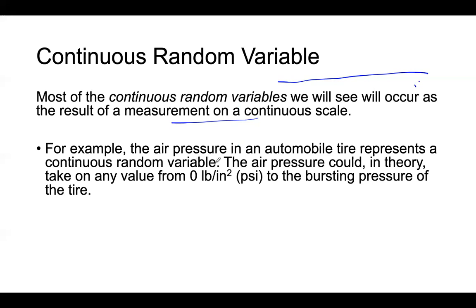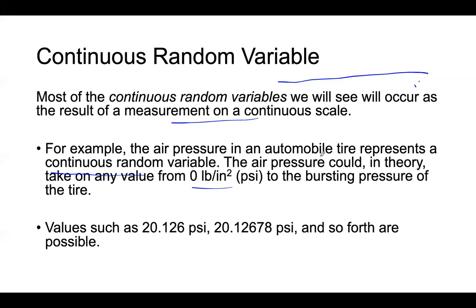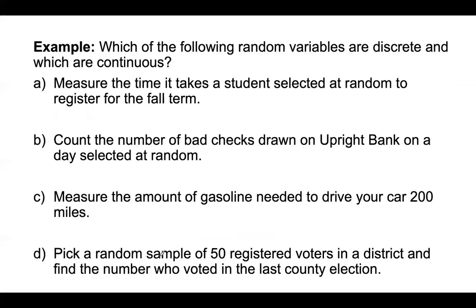So for example, the air pressure in an automobile tire represents a continuous random variable. The air pressure in theory can take on any value from, let's say, 0 pounds per square inch, PSI, to the bursting pressure of the tire. Values with decimal points and so forth are possible. And so this would be an example of a continuous random variable.